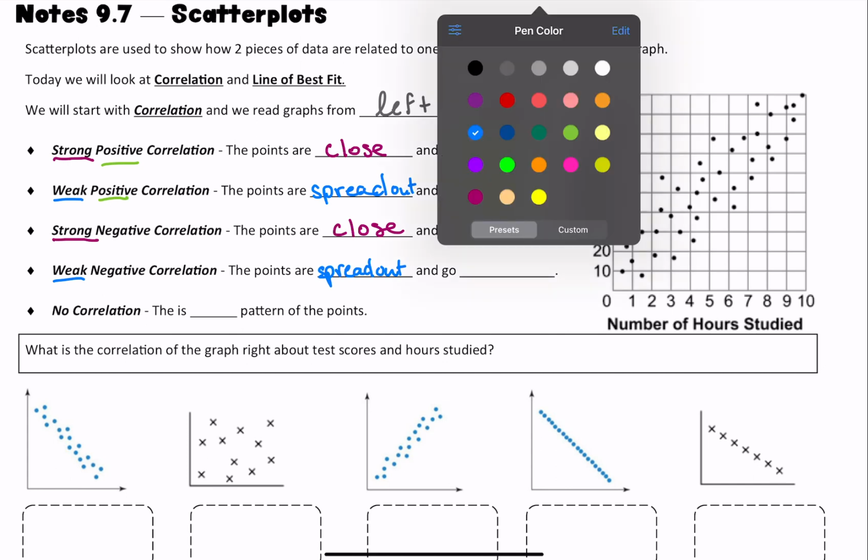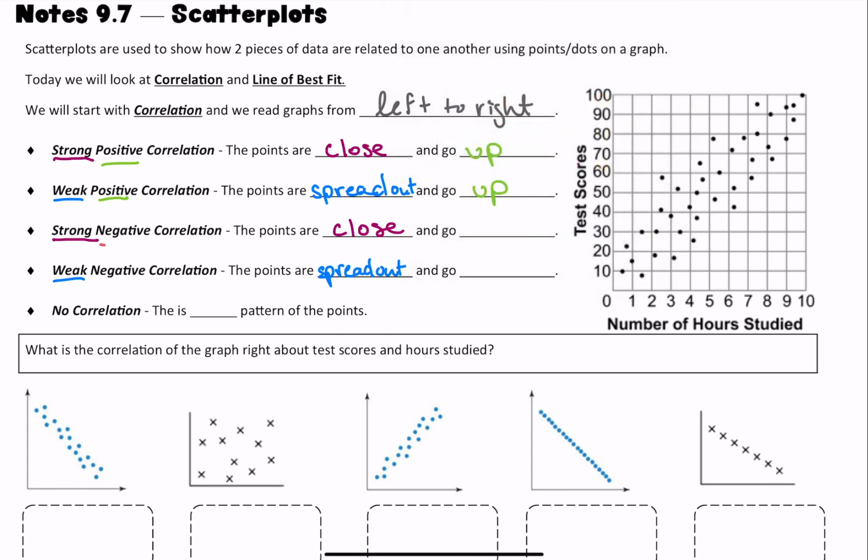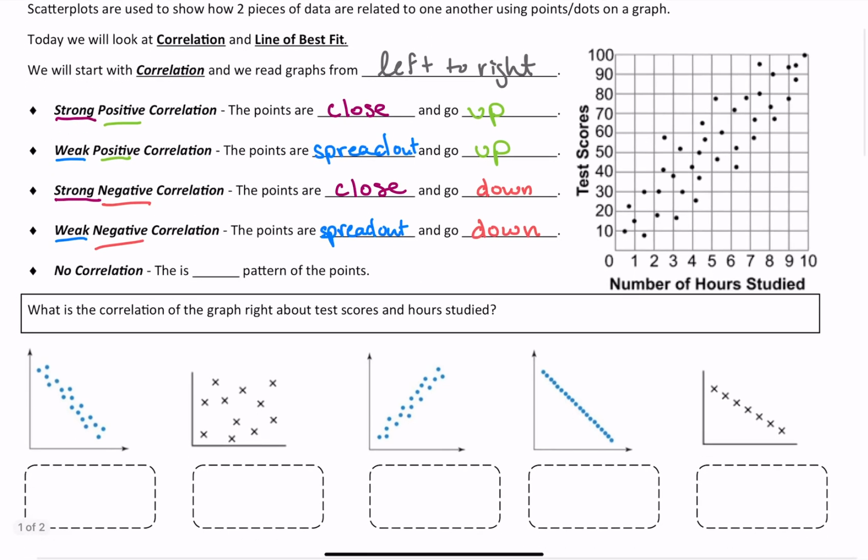I'm wondering what negative means. If you see a negative correlation, that means the points go down. And then the last piece of information is no correlation. With no correlation, there is no pattern to the points.